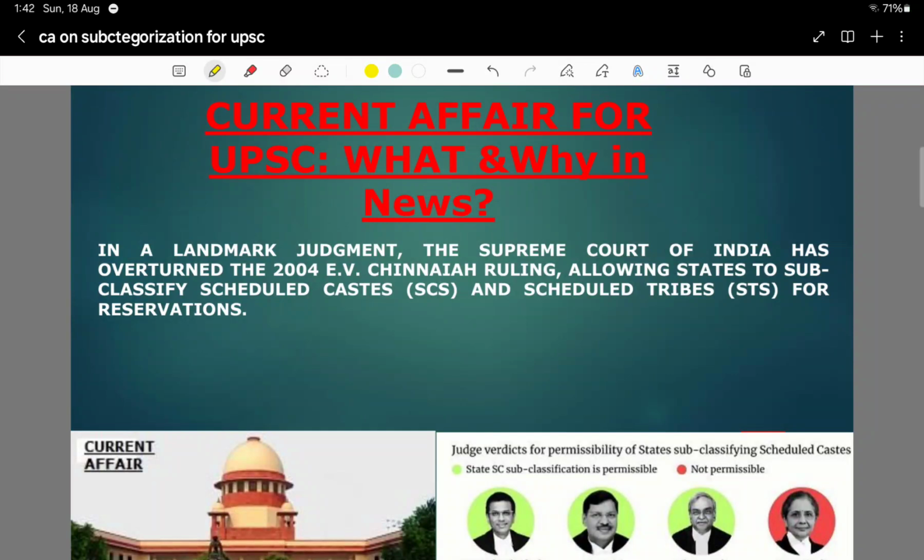Today we are exploring a topic that has been at the center of debates and legal reforms called subcategorization of SCs and STs, scheduled castes and scheduled tribes. This topic is crucial for your upcoming examinations, so let's dive deep into its implications and its relevance to UPSC.